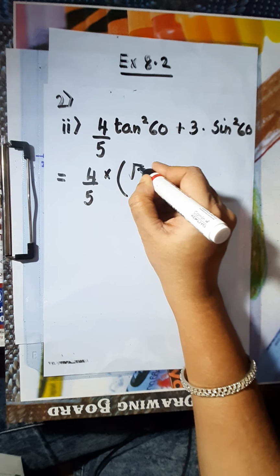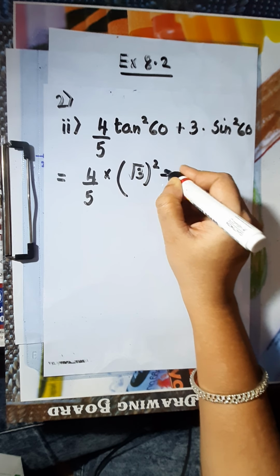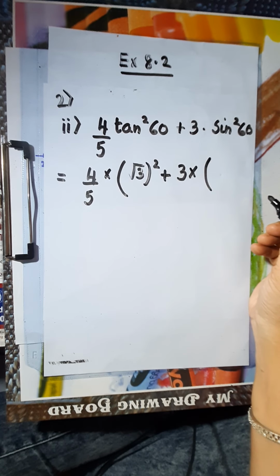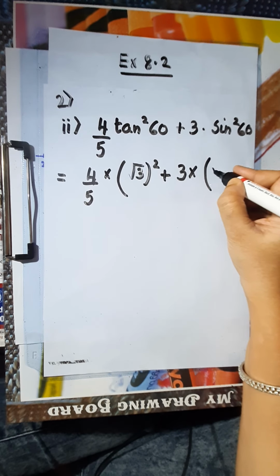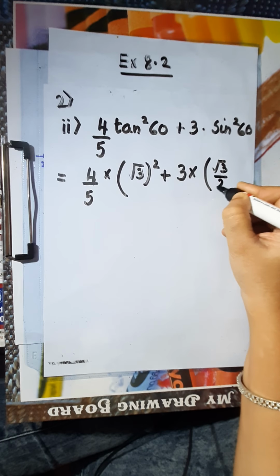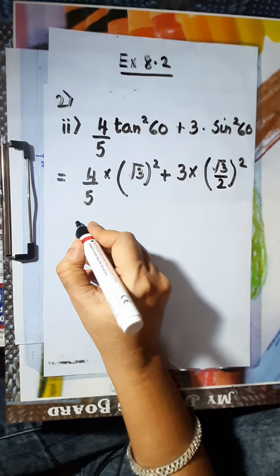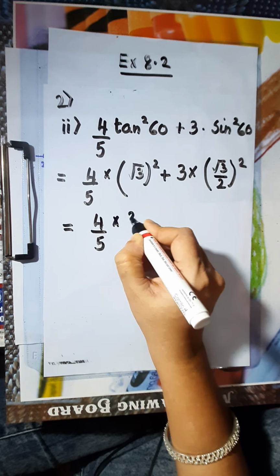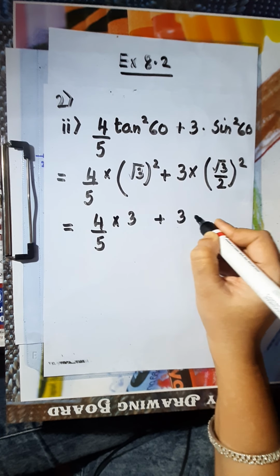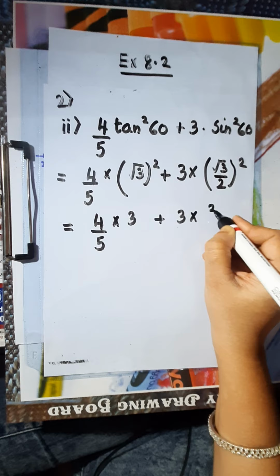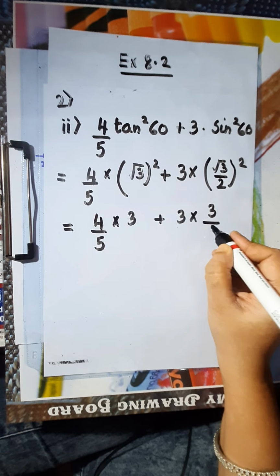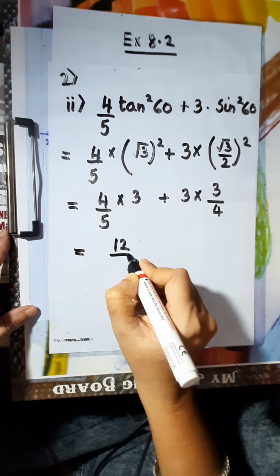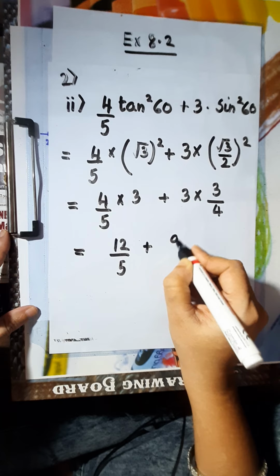So that becomes root 3 square plus 3 into sine of 60. Sine of 60 is equal to root 3 upon 2 the whole square. So that is equal to 4 upon 5 into 3 plus 3 into square root of 3. Root 3 squared is 3, 2 squared is 4. So that becomes 12 upon 5 plus 9 upon 4.